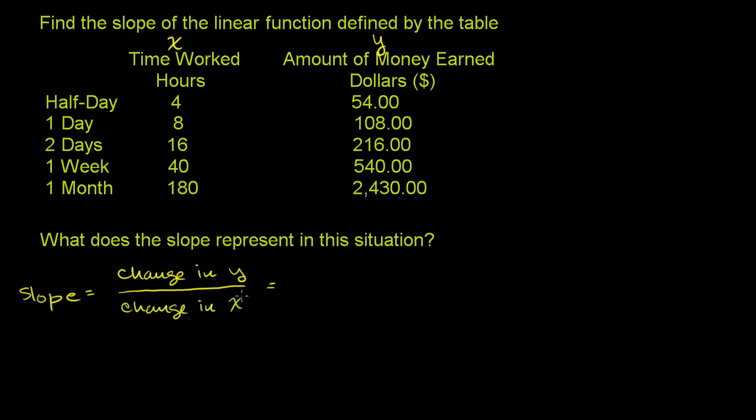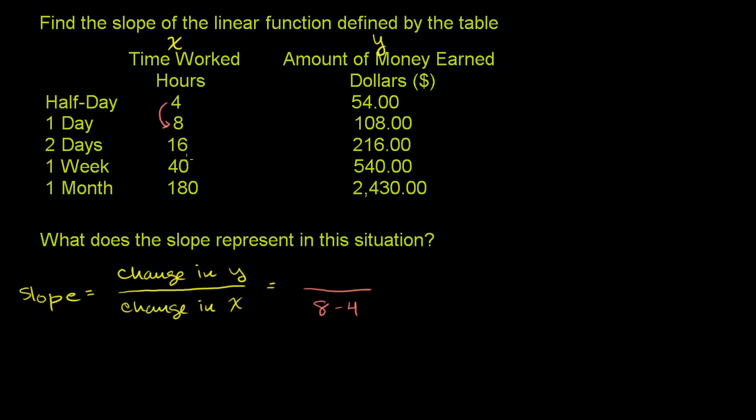So let's just take some data points here. And we could take really any of these data points. I'll take some of the smaller numbers. So let's say when I go from 4 to 8 hours, my change in x is going to be 8 minus 4, 4 hours. Right? So this is going to be my change in x. I'm just picking these 2 points. I could have picked 4 and 40 if I wanted, but the math would become more complicated.